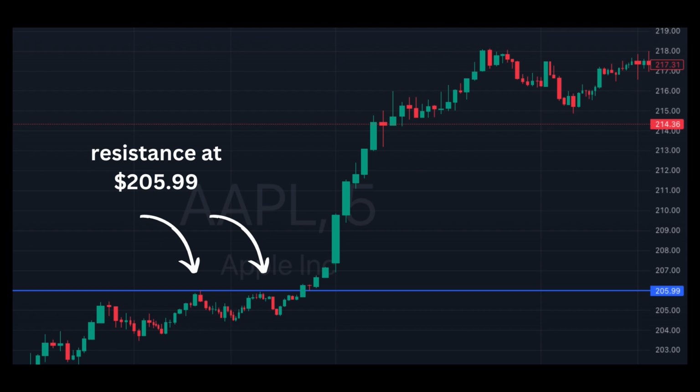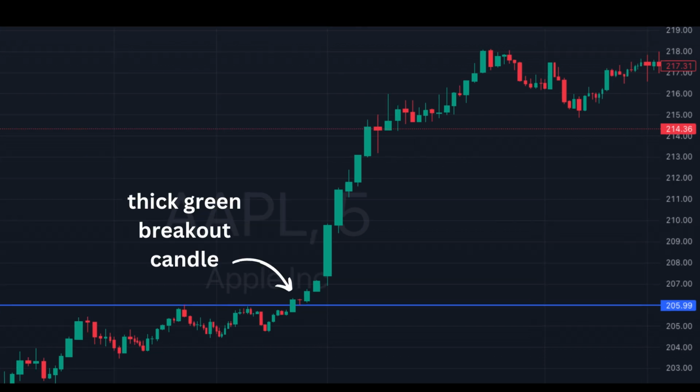scenarios. Here we have a breakout above a key resistance level. Notice how the breakout candle is thick, indicating high volume. This confirms that the breakout is supported by strong buying interest, making it more likely to be sustained.